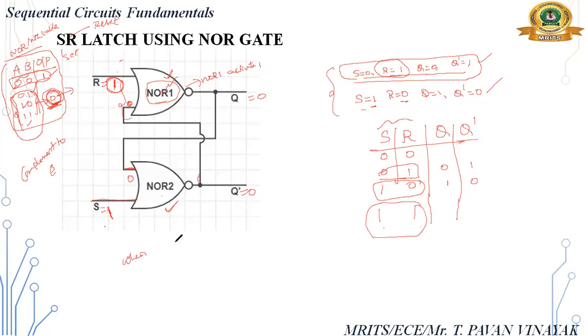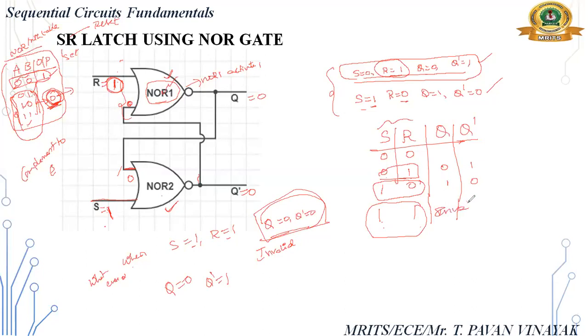So when S is equal to 1, R is equal to 1, whatever Q, Q is 0 and Q bar is 0. Right. Which is an invalid condition, because it is not possible. Whenever Q is 0, Q bar must be 1. So 1, 1 is an invalid condition. Invalid condition. Okay.